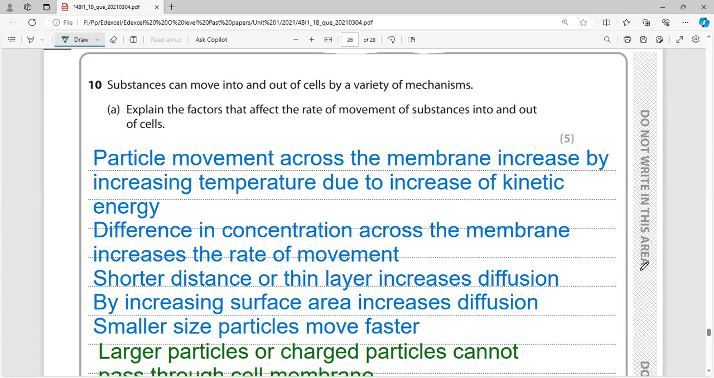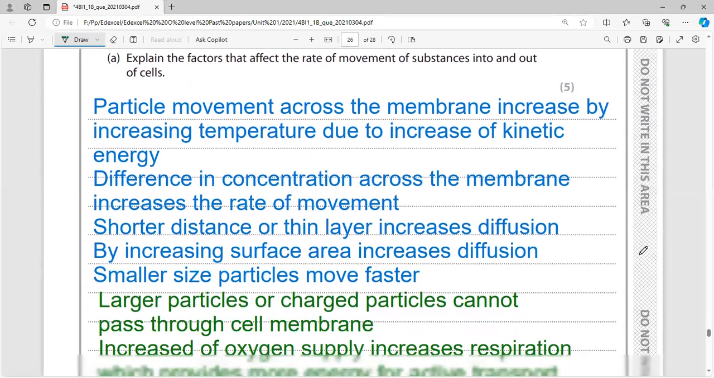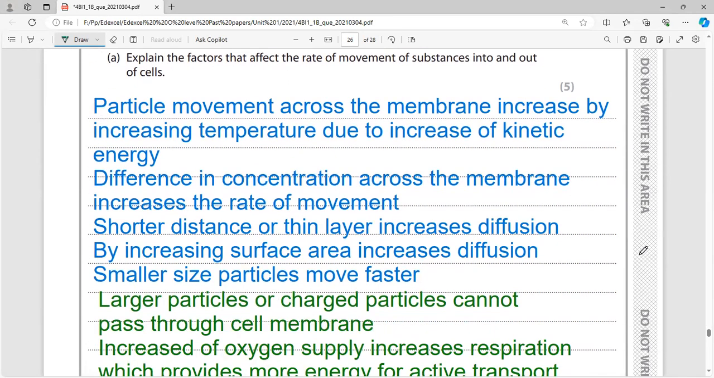the substance can move into and out of the cell by a variety of mechanisms. So explain the factors that affect the rate of movement of substances into and out of the cell. You need to describe the different factors which increase the permeability of a membrane. So the particle movement across the membrane increases by increasing the temperature. Why? Because by increasing the temperature, the kinetic energy will increase. And by increasing the kinetic energy, the rate of diffusion and the movement across the membrane, osmosis, is also increasing.